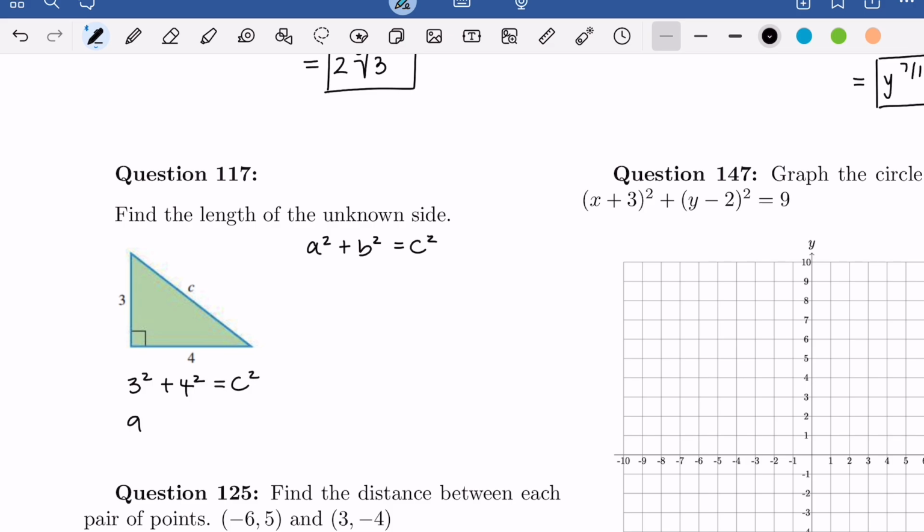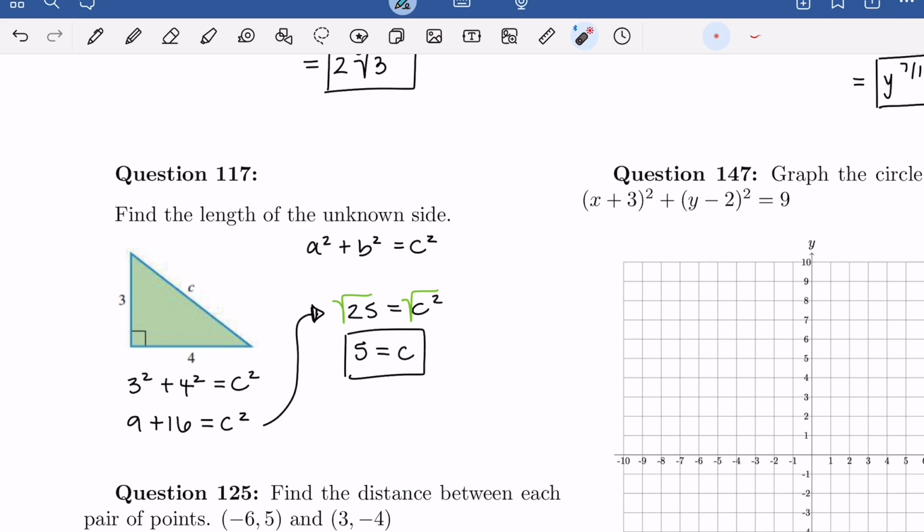So this is going to be 9 plus 16 gives us c squared. 9 plus 16 is 25, so this tells us c squared is equal to 25. If we want to find c, we take the square root of both sides, since if we take the square root of a square, we end up with just what's under our radical. The square root of 25 is 5, so c is equal to 5. The length of this unknown side is 5.